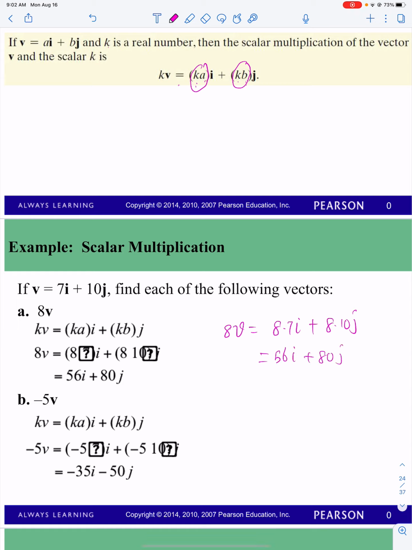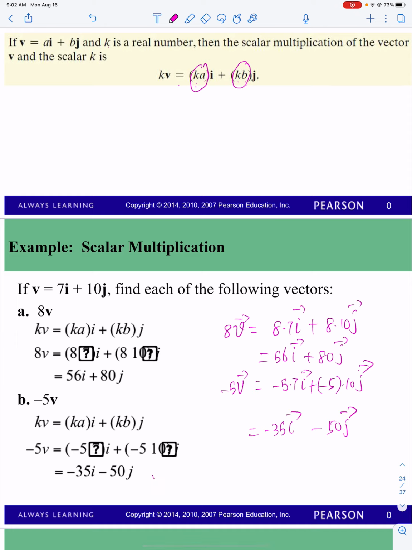So negative 5v, what will it be? Okay, I need to remember to put the arrows. So it's negative 5 times 7i plus negative 5 times 10j. So it's negative 35i minus 50j.